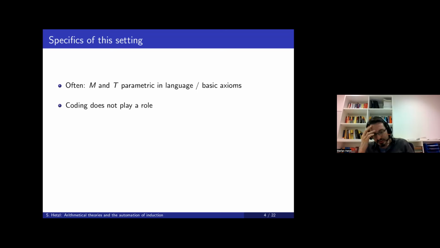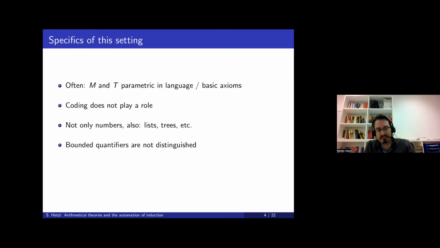One other thing that's somehow unusual here is that coding does not play a role. The reason is that these theories are simply too weak to allow for coding. And also, if one is interested in practical applications, coding induces an amount of overhead which is just not feasible to deal with in practice. So therefore, in this setting here, we are not dealing only with theories of numbers, but also with theories of lists or trees or some inductive data structures, because they are somehow interesting for the computer scientists for applications.